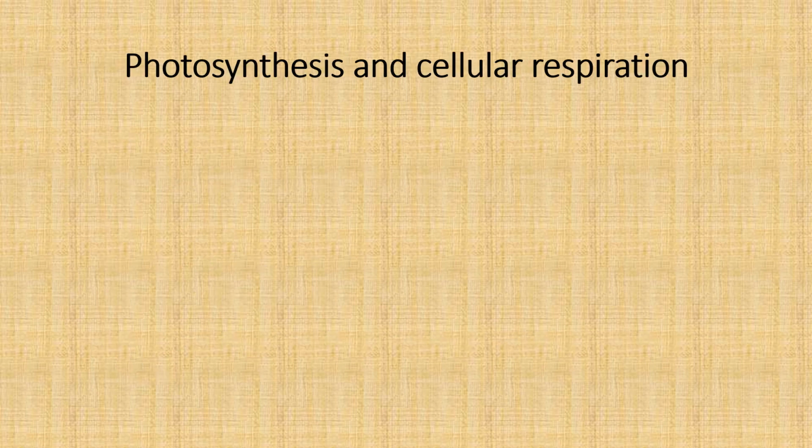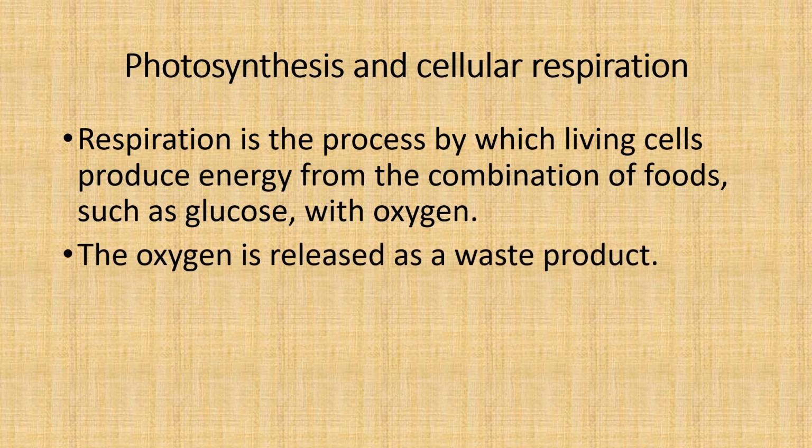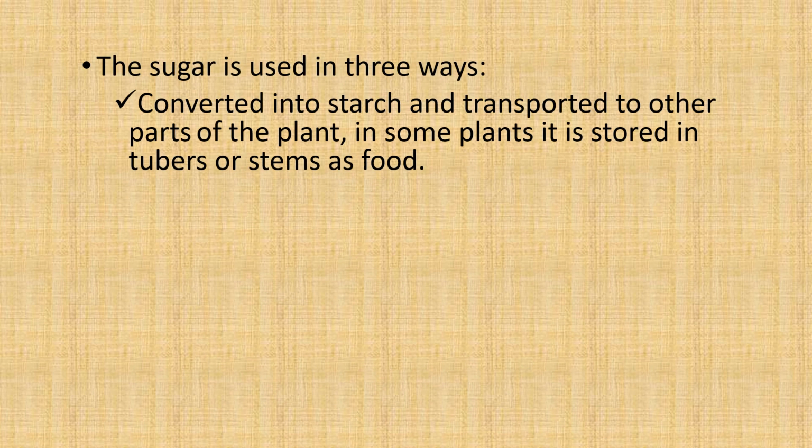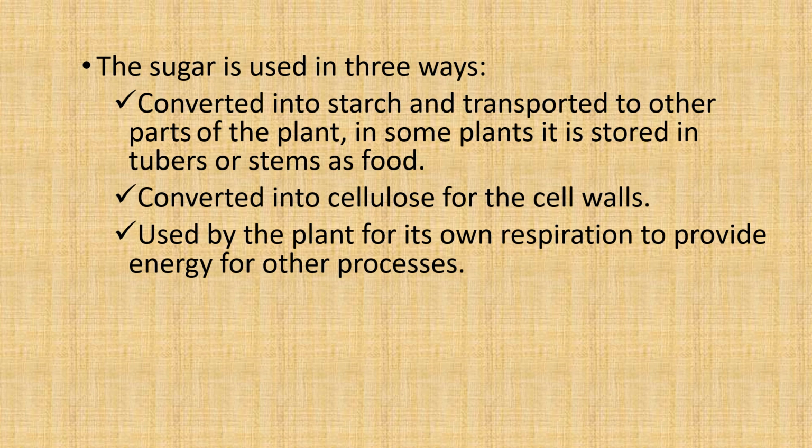Photosynthesis and cellular respiration. Respiration is the process by which living cells produce energy from the combination of foods, such as glucose, with oxygen. The oxygen is released as a waste product. The sugar is used in three ways: converted into starch and transported to other parts of the plant. In some plants it is stored in tubers or stems as food. Converted into cellulose for the cell walls. Used by the plant for its own respiration to provide energy for other processes.